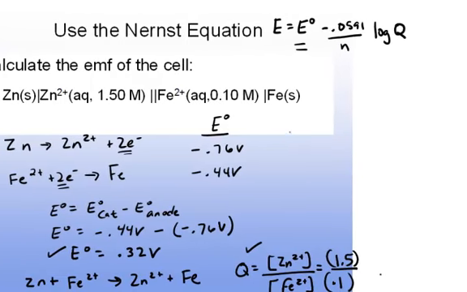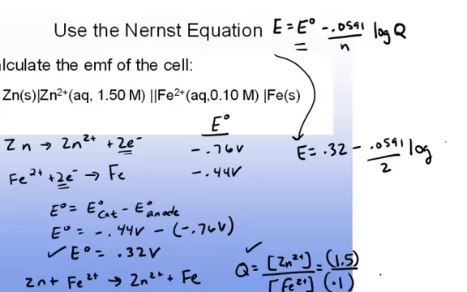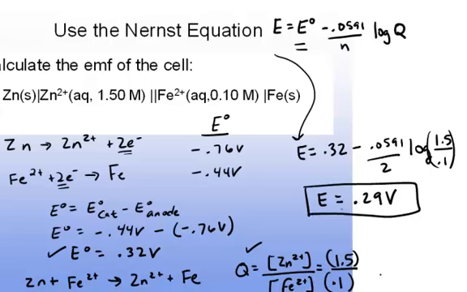Right here, so E, I'm going to write it again right down here. E is equal to the standard cell potential, which is 0.32, minus 0.0591 divided by 2 times the log base 10 of 1.5 divided by 0.1. When I plug all that into my calculator and calculate the new E under non-standard conditions, it's going to equal 0.29 volts. So under standard conditions, the cell potential would have been 0.32, but under these non-standard conditions, the cell potential is a little bit lower. It's 0.29 volts.